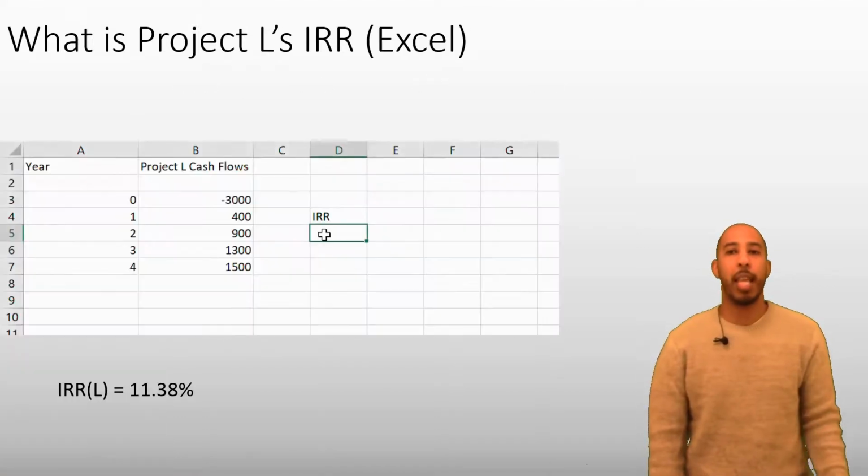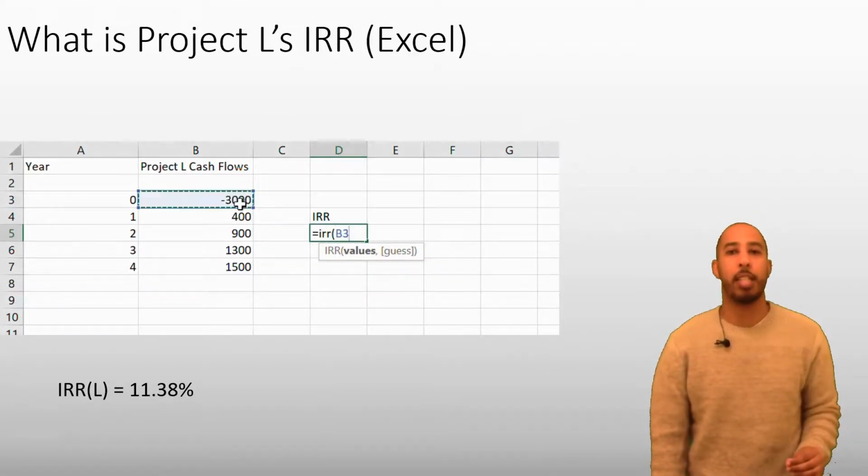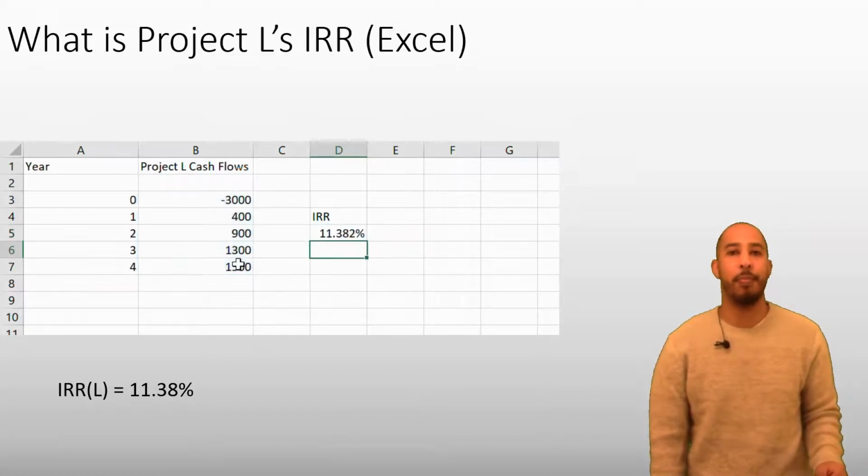We can compute Project L's IRR in Excel, and this is really simple. We'll use the IRR function and select all the project's cash flows from the initial outlay all the way to the final cash flow at time 4. And we get an IRR of 11.38%.